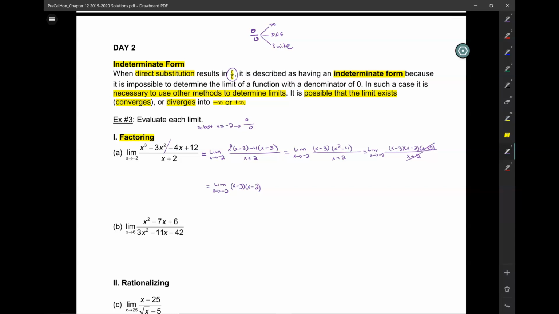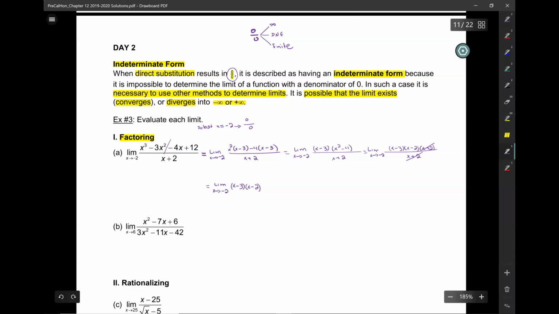Now, as long as I have not yet started to substitute negative 2 into the equation, I have to keep writing limit, limit, limit, limit. And now you're asking, well, what happens if I don't? It's very, very simple: you lose points every single time.